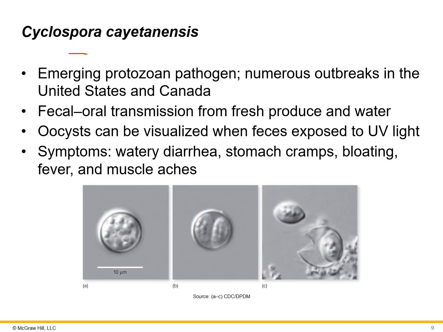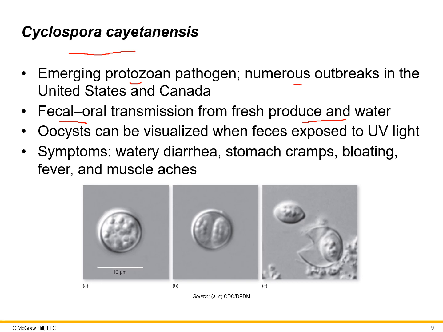The Cyclospora cayetanensis. This is a protozoan. So again, most of our microbes here in this chapter are bacteria, but this is another protozoan that's starting to emerge. So numerous outbreaks have been reported. This is due to fecal-oral transmission in fresh produce and also in water.